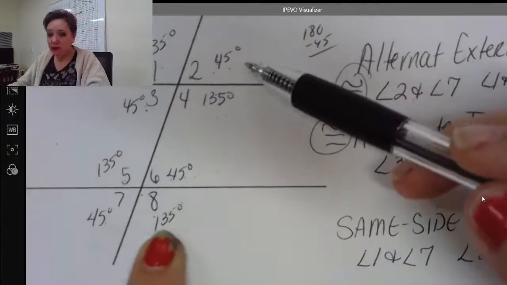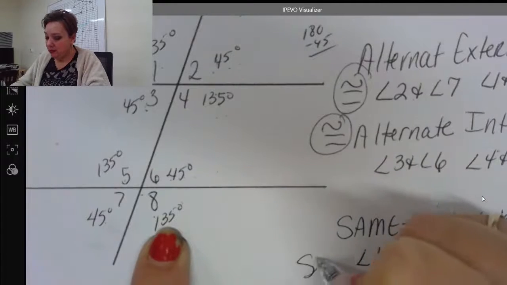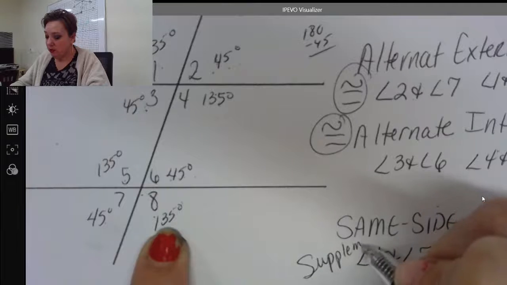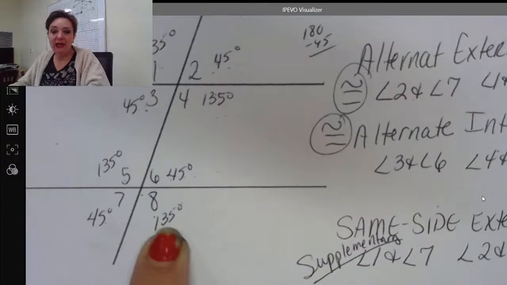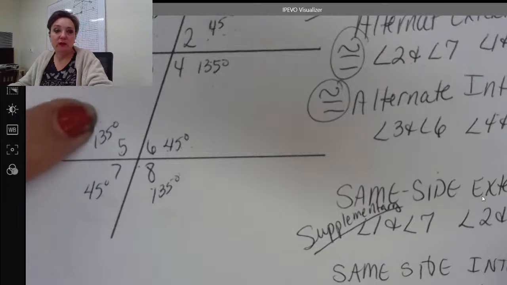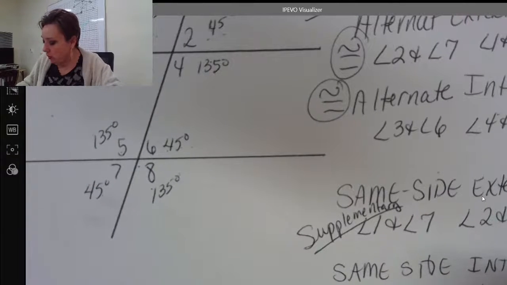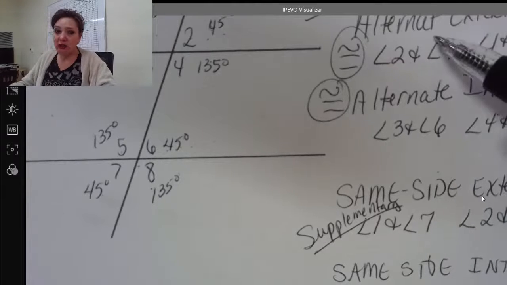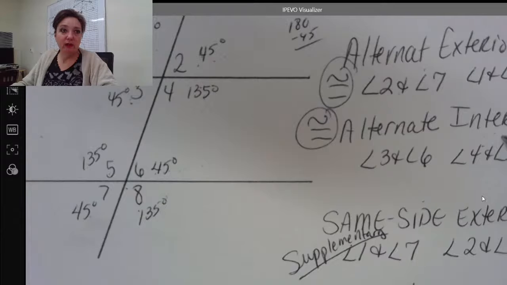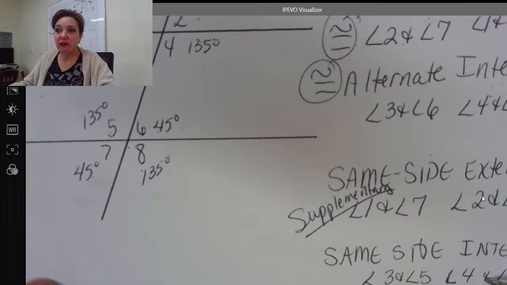What about 2 and 8? They are also supplementary. Guess what? Same side exterior angles are supplementary every single time. What about same side interior angles? So 3 and 5. Supplementary. What about 4 and 6? Supplementary. So it sort of breaks down like this. If they are alternate, either exterior or interior, they're congruent. If they're same side or consecutive, whichever word we use, either exterior or interior, they're supplementary.